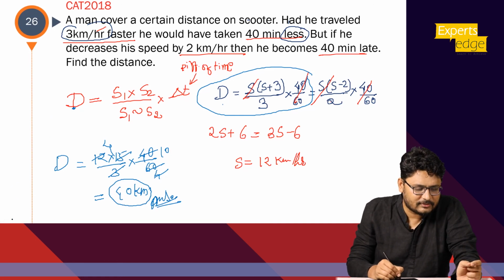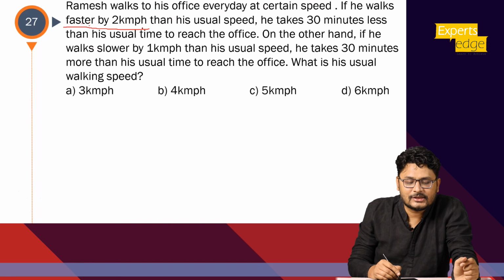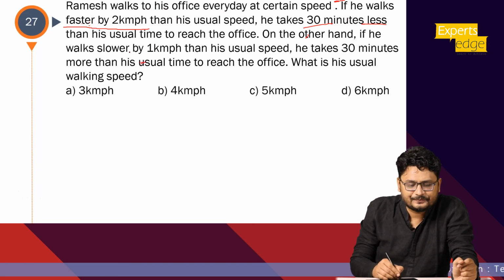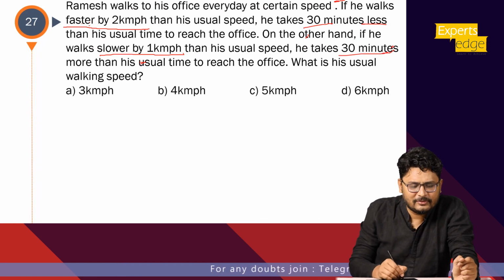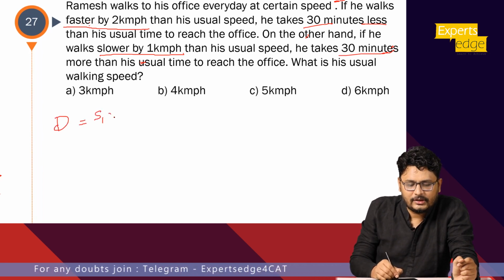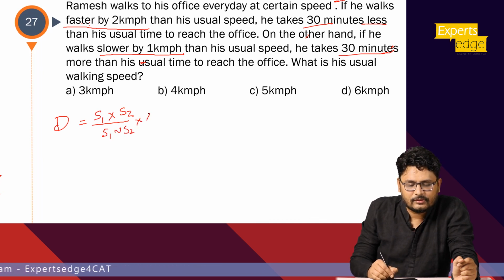Just take one more question on the same scenario, the last question on this particular distance constant concept. So this is question number 27. What it says, Ramesh walks to his office every day at certain speed. If he walks faster by 2 kmph, that is increase the speed by 2, then he takes 30 minutes less, right? तो दोनों भी difference के terms में दिया है, time भी speed भी. On another case, if he walks slower by 1 kmph, he will take 30 minutes more, right? So I hope you remember that formula. Believe me, that comes very handy. Okay, so क्या था वो? Distance is equal to speed 1 into speed 2 upon difference of speed s1 s2 into difference of time.